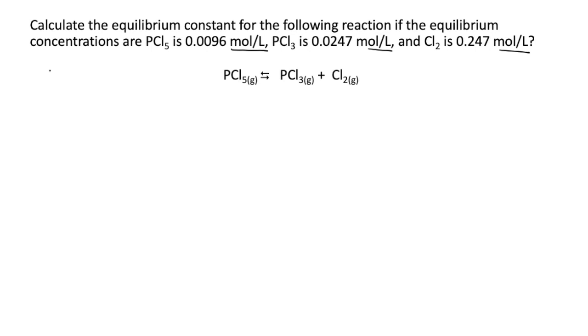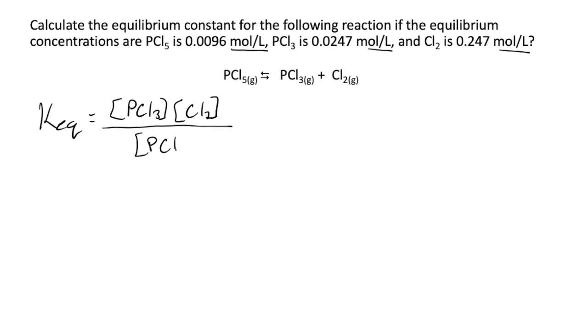And it says calculate the equilibrium constant for the following reaction if the equilibrium concentrations for PCl5 is 0.0096 moles per liter, PCl3 is 0.0247 moles per liter, and Cl2 is 0.247 moles per liter. We're going to start by writing our equilibrium constant, which are our concentrations of our products. And since we do not see any coefficients, it's understood to be 1. We do not need to write any exponents. And this is going to be over PCl5.